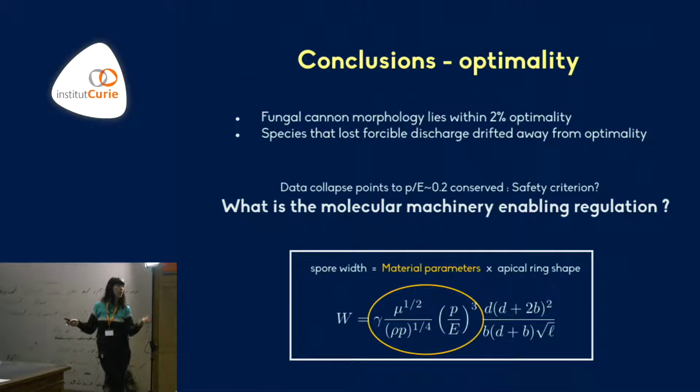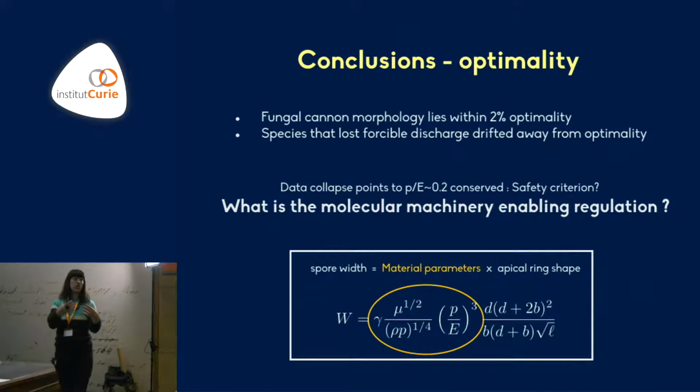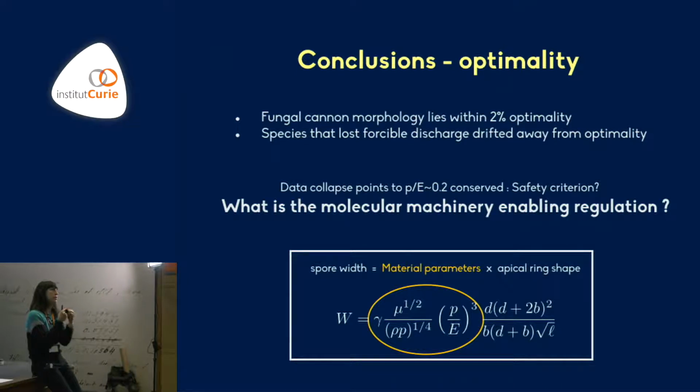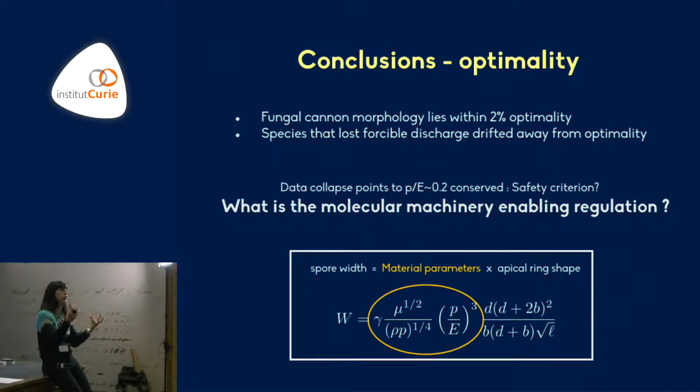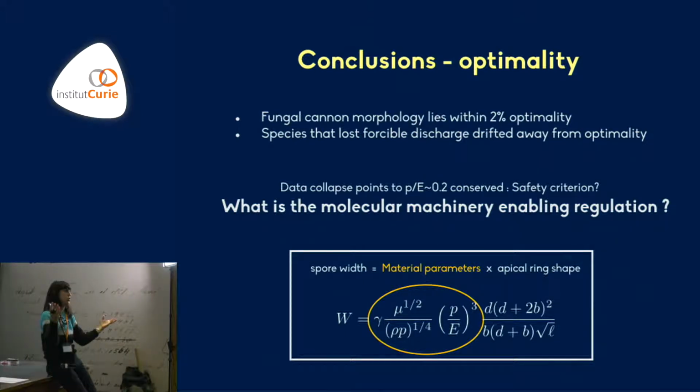What is P over E? It is the pressure at which the cannon ejects the spore divided by the elasticity. And in our fit, we have one fitting parameter, which is this number. Our fit points to P over E being a fraction, about 0.2. So our results suggest that species broadly conserved this P over E. And one idea is that P over E is 0.2 so that there is a safety criterion: you don't develop enormous pressure in the ascus that the ascus is not able to sustain.